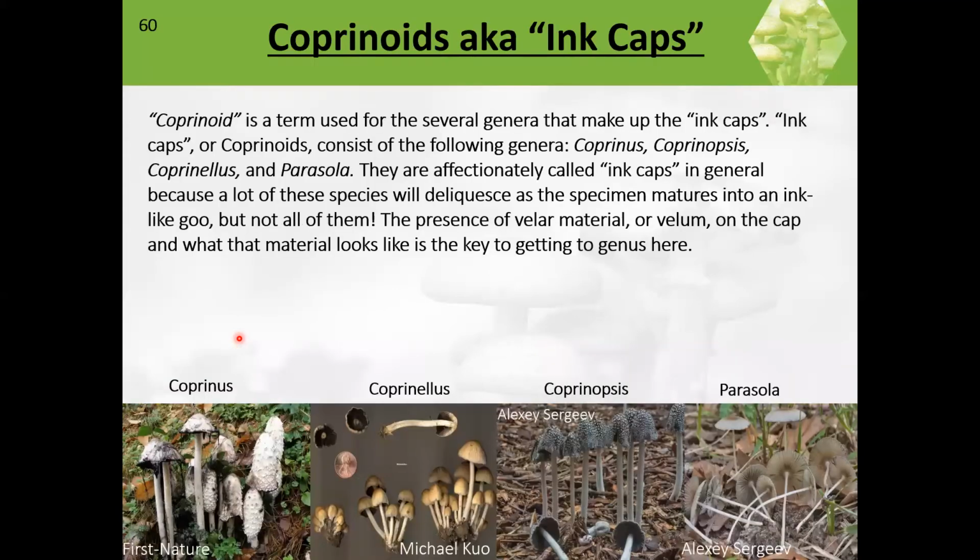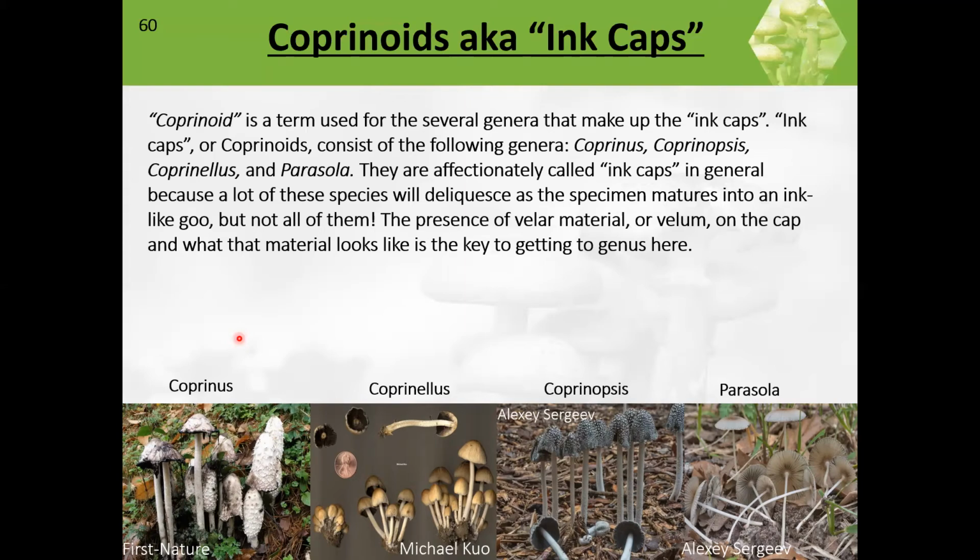Okay, so coprinoids are the ink caps, and it's a term used to describe several genera that make up the ink caps. A lot of these, not a lot, but a certain amount of these species, they'll deliquesce into liquid goo. And like hundreds of years ago, they used that as a form of ink to write on paper. And so four of the main genera in this group, or for that term, are Coprinus, Coprinopsis, Coprinellus, and Parasola. So these can kind of be difficult to tell apart, especially if you're just starting out.